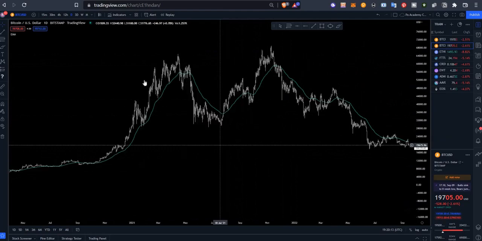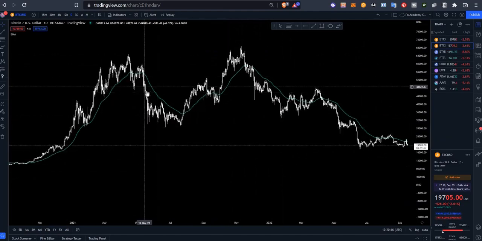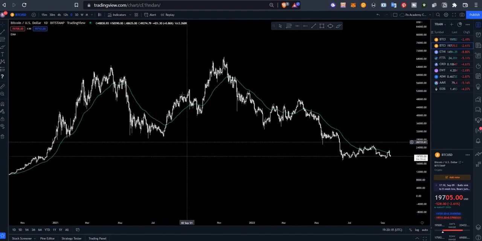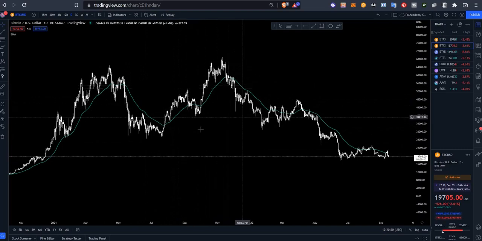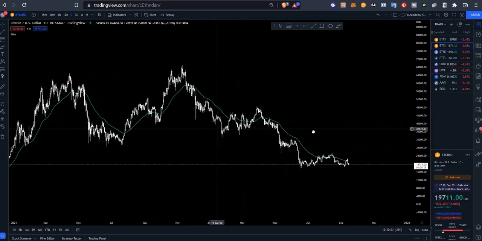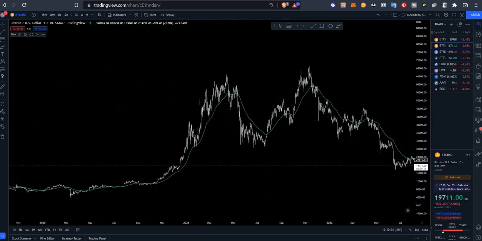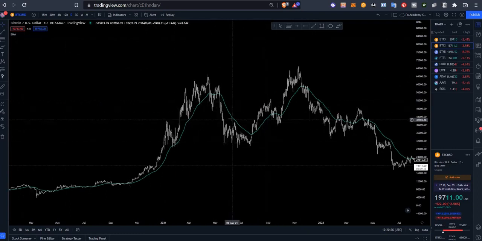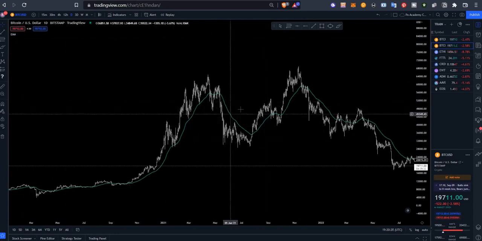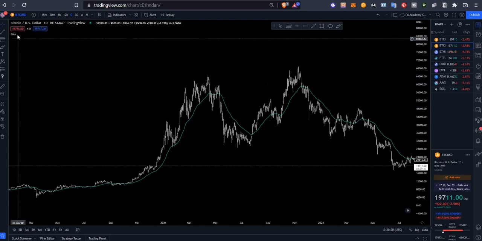Then over here, it goes below it, it goes down, it goes above it, it goes up. So that is it. That's how to understand it. But one thing you need to understand here, there is a difference between the EMA 50 and 20. I'm going to show you that later.